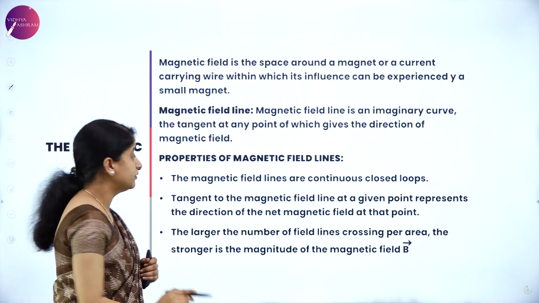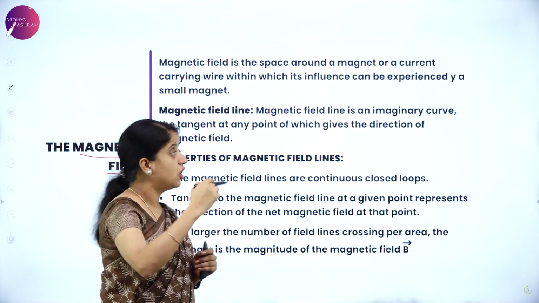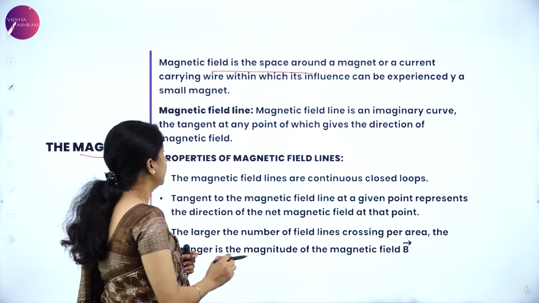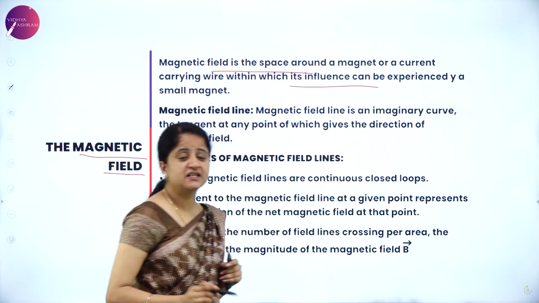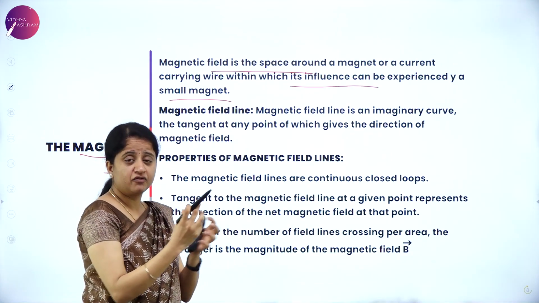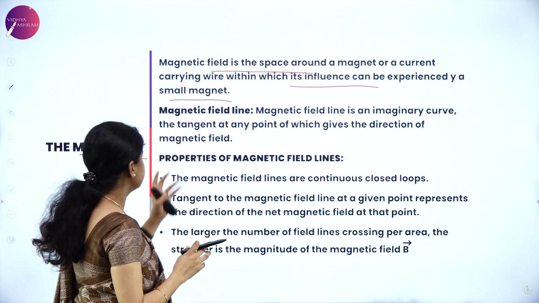Now let us learn about the magnetic field. Magnetic field is the region or space around a magnet or a current carrying wire or conductor within which its influence can be experienced by a small magnet. We can feel the force of attraction or repulsion around the region. So we call it a magnetic field.